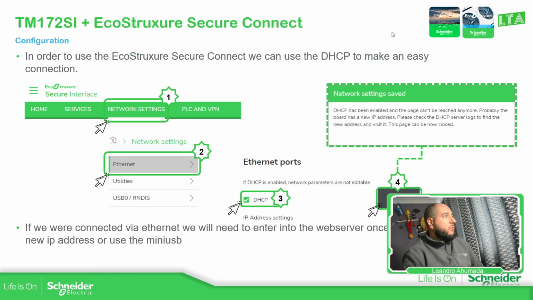Now what I'm going to do is open my router and see which is the device. Otherwise, I should not be able to access it. The other thing that we can do is to access through the mini USB and continue the configuration. So I can try to do that. Just bear with me a second. Okay, I have connected the M172 Secure Interface through the USB cable. So I just want to double check something.